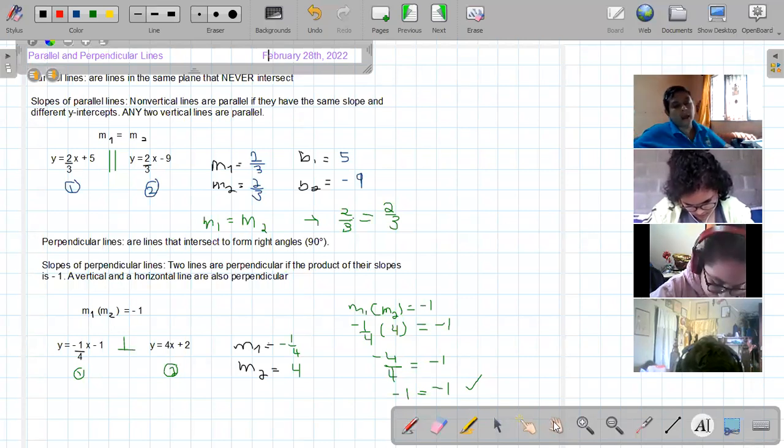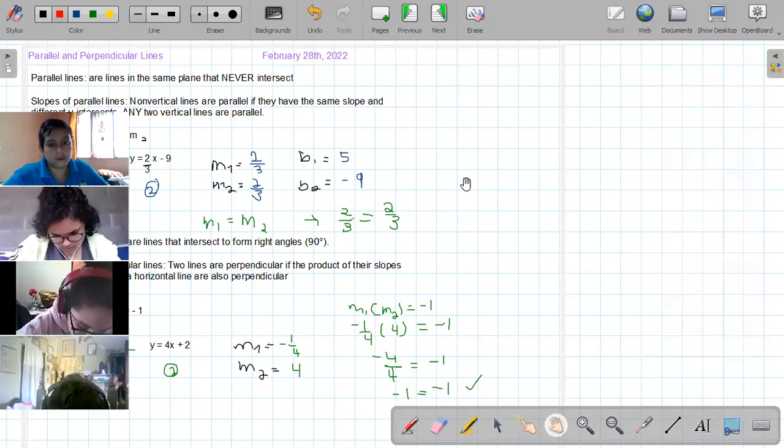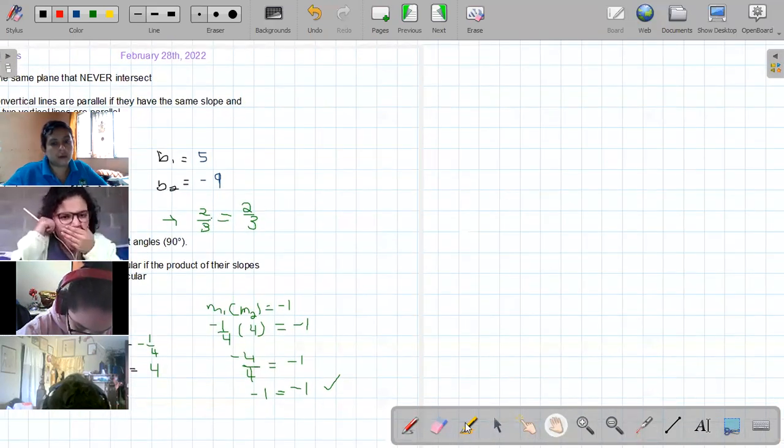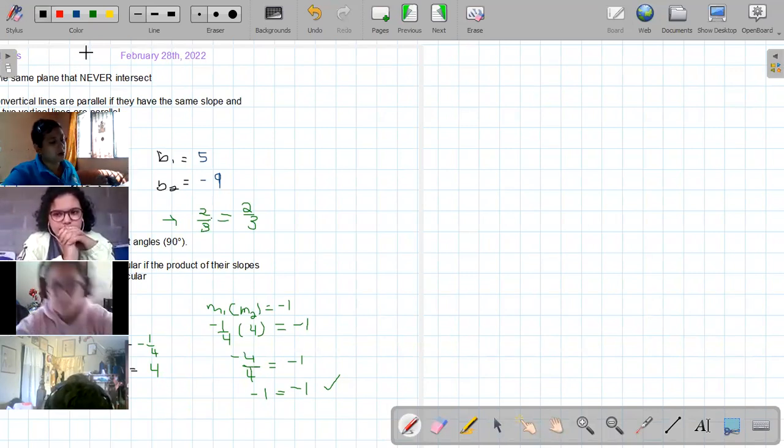Now we're going to do some more exercises. I'm going to pass you guys to the other side of the screen. I'm going to move this a little bit so we can start with some more exercises in which you're going to determine if the lines are parallel, perpendicular, or neither, because it could be that way as well.